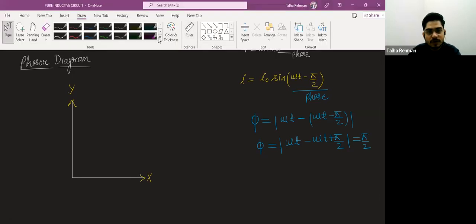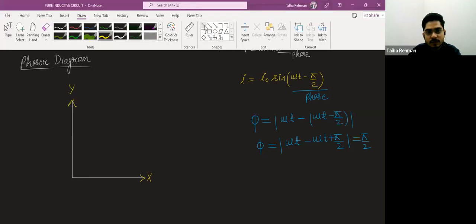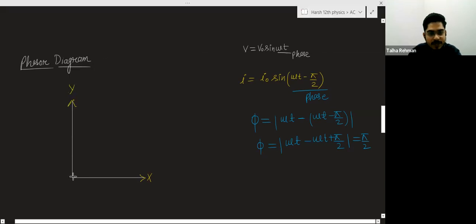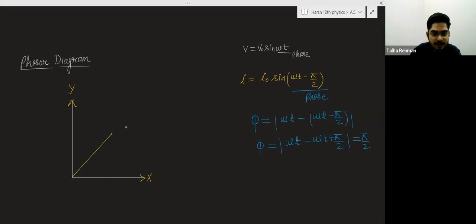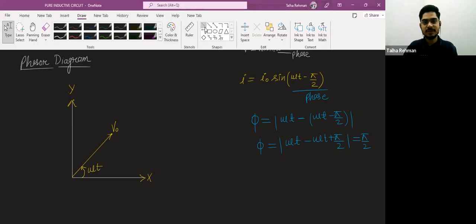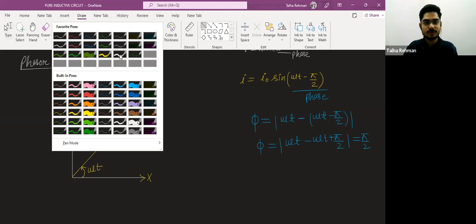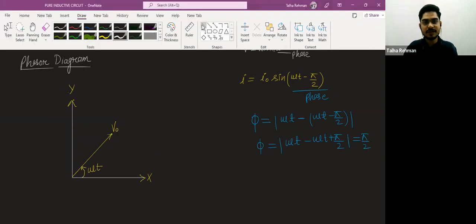How will we draw it? It is a simple way, we have done this earlier also. The voltage is like this. This is V naught, the peak value of the voltage, making an angle of omega t. Now, is the current leading or lagging? The current is lagging. So let us see how to draw it.